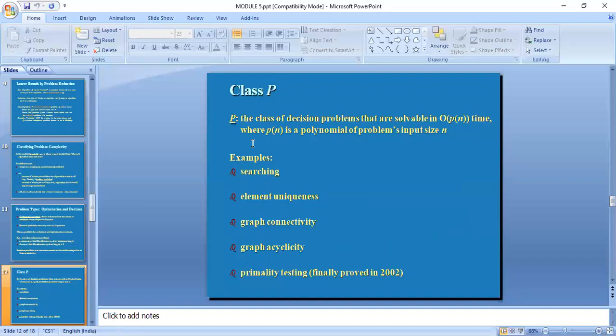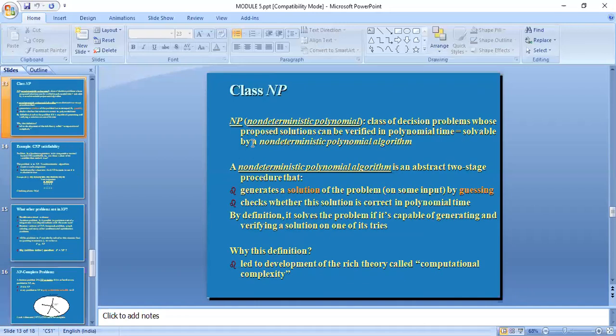Searching an array, when there are n elements, you give a key value to search; element uniqueness, where you have a given list of n numbers and want to find whether the numbers are unique; graph connectivity; graph acyclicity. All these come under polynomial time.